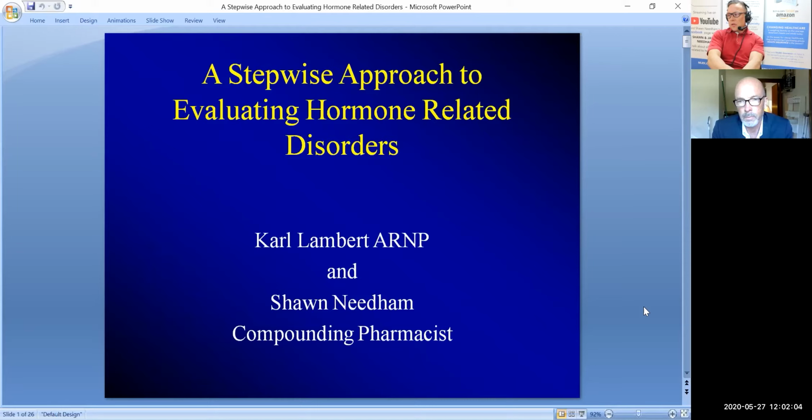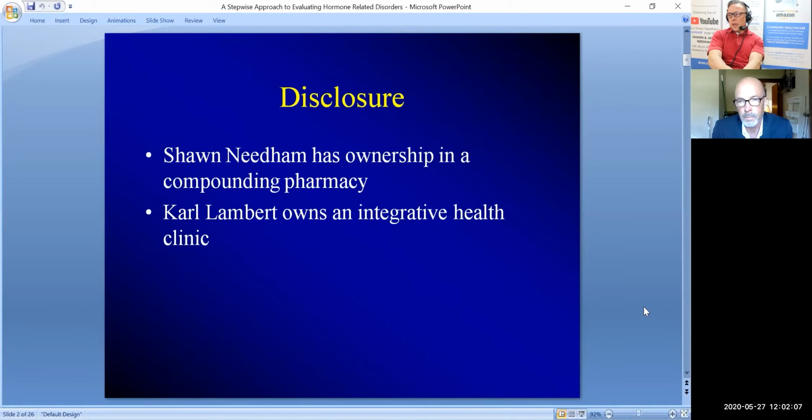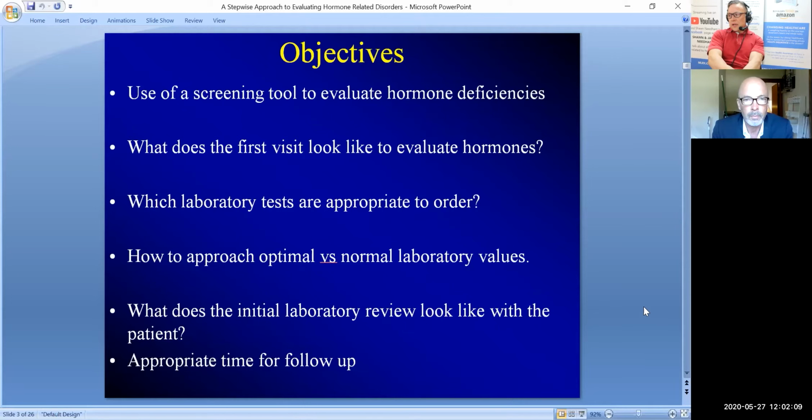So let's go ahead and get started. The objective is how to use a screening tool. Karl shared with me his screening tool. We're going to be going over that shortly. It's really, really cool, a great way to educate patients for sure. And what does the first visit look like when you're evaluating hormones? Which laboratory tests are appropriate? And optimal versus normal laboratory values. You'll hear that a lot when it comes to hormone replacement.